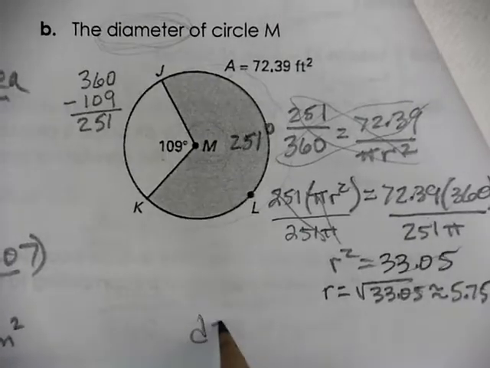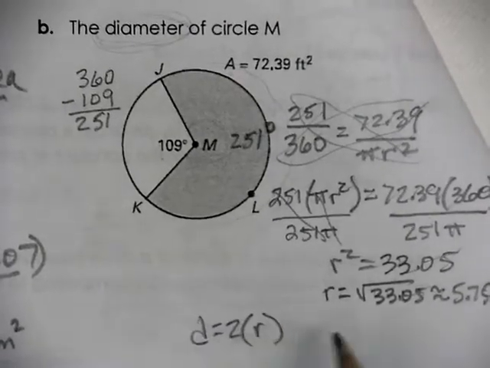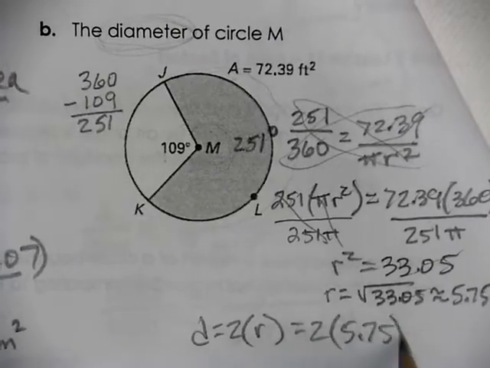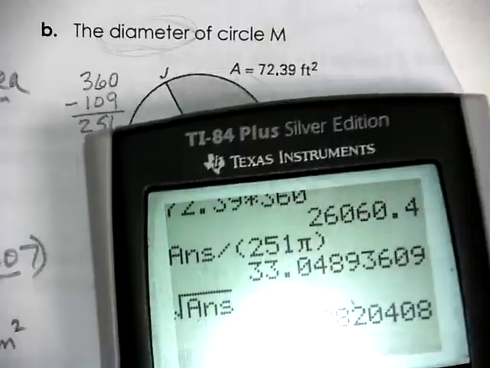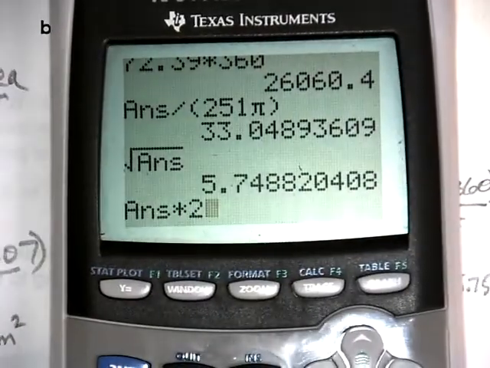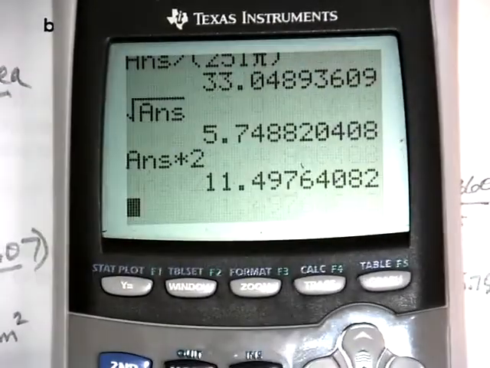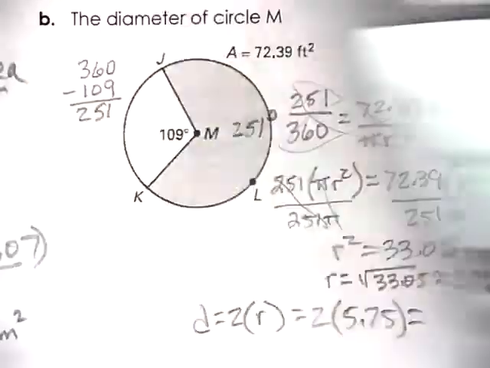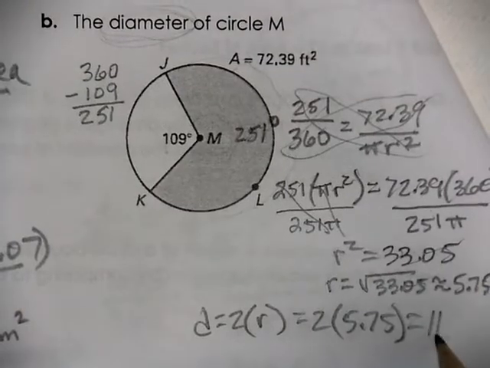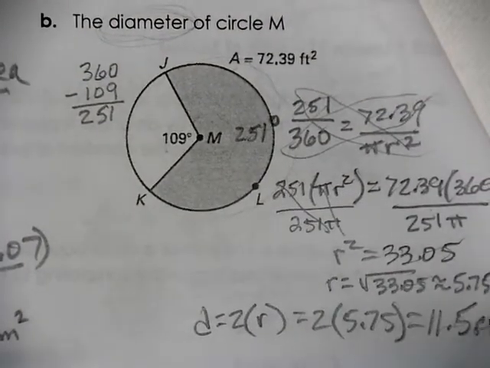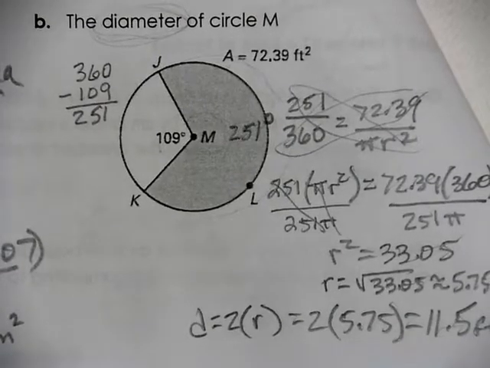Remember that a diameter is 2 times the radius, so we're going to do 2 times 5.75. So you could say times 2, because you're taking your previous answer, times 2, and that gives us 11.5. And these are going to be feet. It's not feet squared. It's just feet.